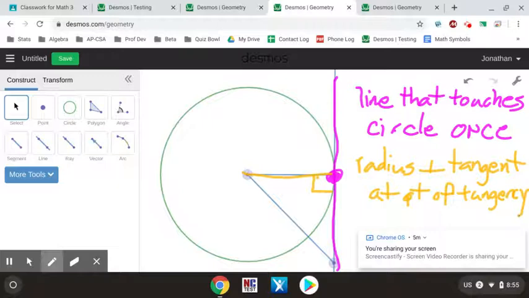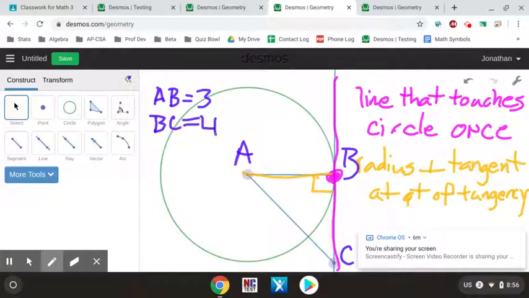One thing they might say is we'll go ahead and label some of these segment points. So let's say that this is point A, this is B, and this down here is C. They might come out and tell you something like this. AB, they might say, is 3. So this circle has a radius of 3. It might say BC is 4. And it could ask for the length of AC.